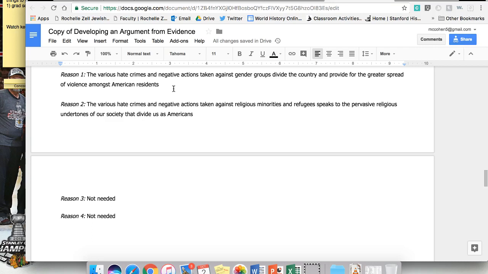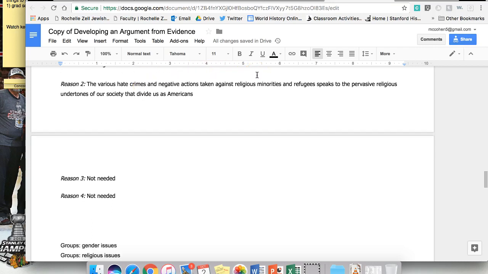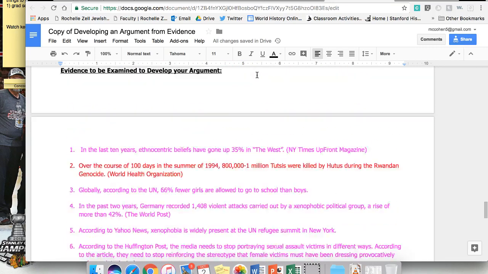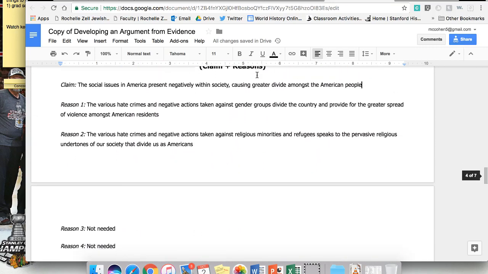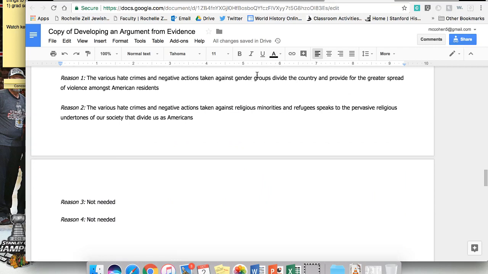So here, I've done a great job of identifying what's the negative aspect, the hate crimes and negative actions against gender groups. As you can see in the evidence, LGBTQ, women, etc. are all part of gender groups. So I've sort of taken my different specific evidence and I've broadened it up just slightly. Not too much, but slightly. And then I go into explaining to what extent is that harmful to a civilization or a society, because it divides the country and provides for the greater spread of violence. So the reason is a bit broad, but still specific enough that you can understand what I'm going to be talking about. Again, your reasons are sort of your because or your support for the answer to the question.